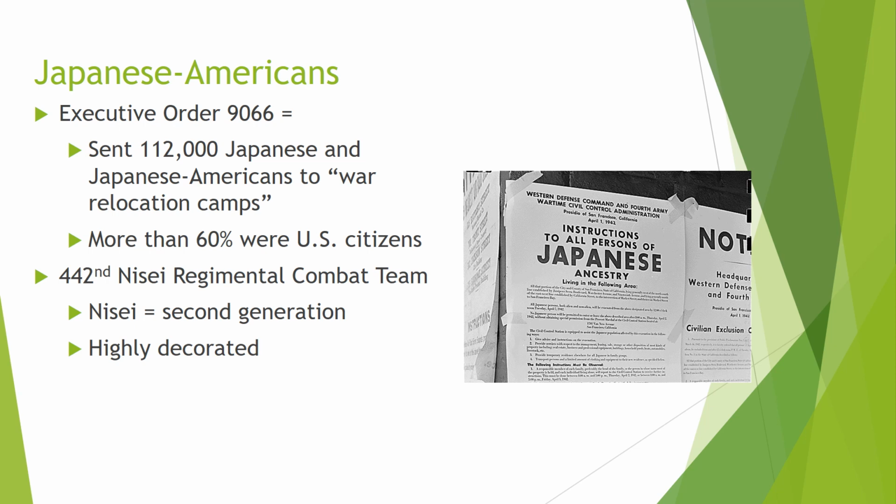Despite the discrimination, many Japanese American men served with distinction. The 442nd Nisei Regimental Combat Team was one of the most highly decorated military units in American history. So despite this discrimination, despite this segregation, these men fought with distinction.